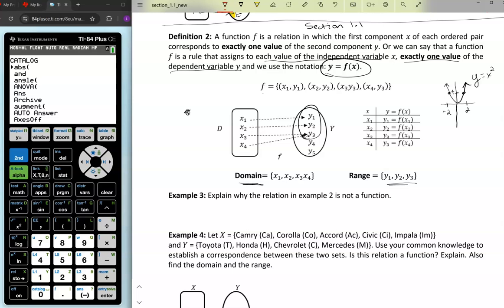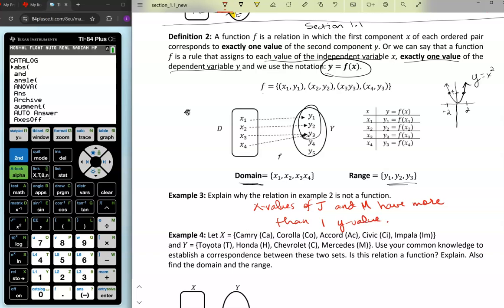So I'm simply going to say in example 3, explain why the relation in example 2 is not a function. It's because the x value of Joe has more than one y value.